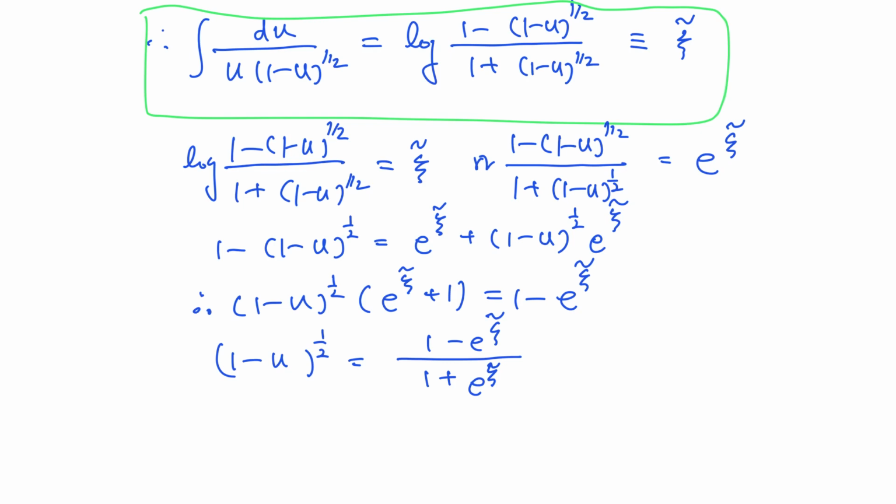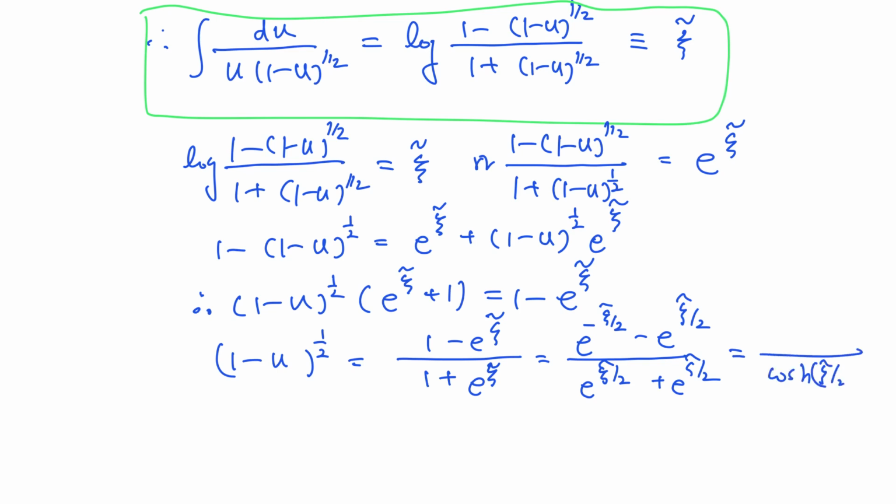You can divide numerator and denominator by exponential tilde over 2. Then we get this, exponential minus tilde over 2, tilde over 2, exponential tilde over 2, exponential tilde over 2, right? This is what? Cosine hyperbolic tilde over 2 minus sine hyperbolic tilde over 2.